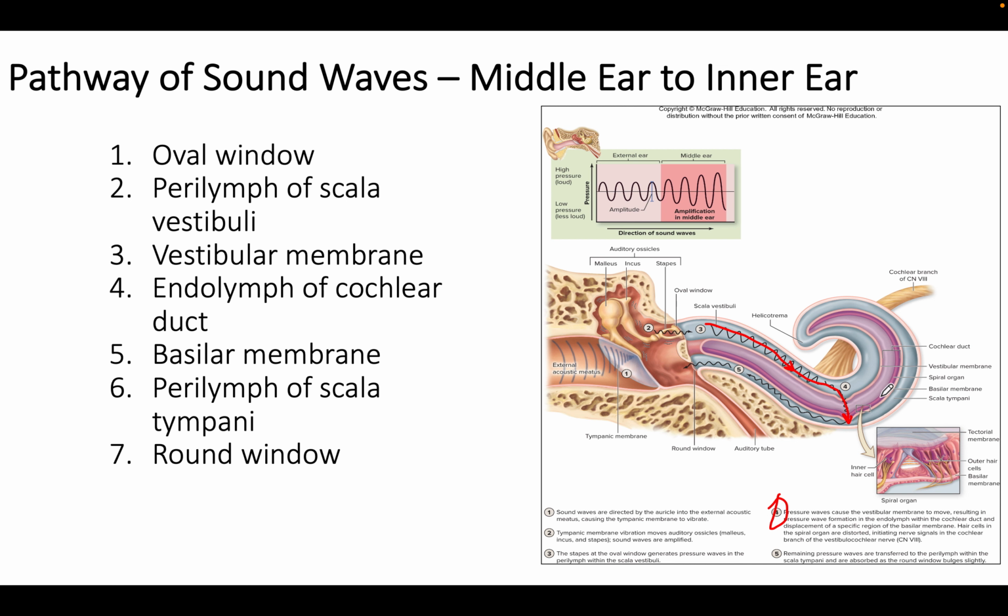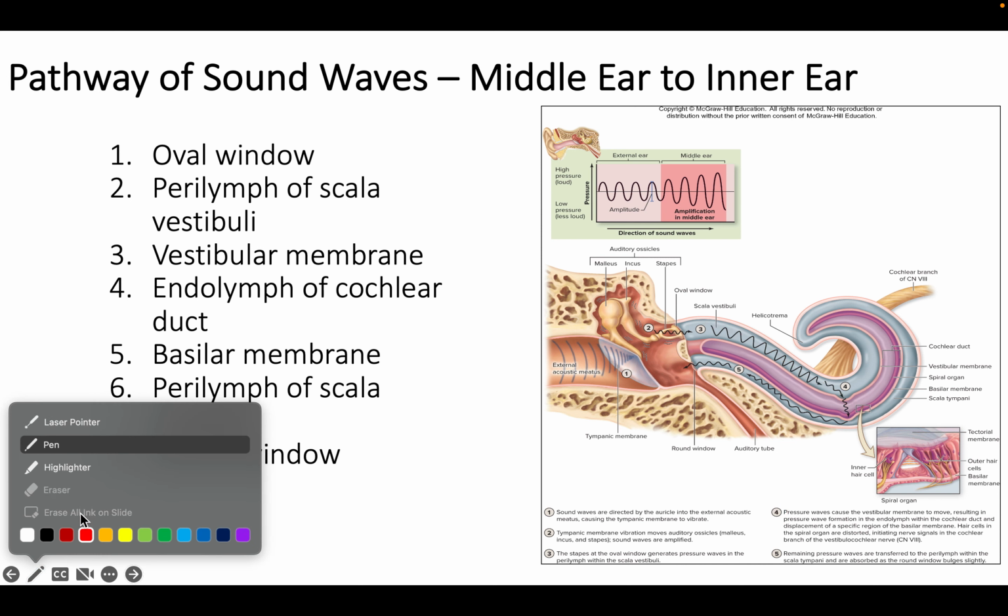formation in the endolymph. Remember that endolymph is this fluid within the cochlear duct, okay? This is then going to move this region of the basilar membrane that we find right here, which is then going to distort those hair cells against the tectorial membrane, okay? So that's what we see happening in this image right here.